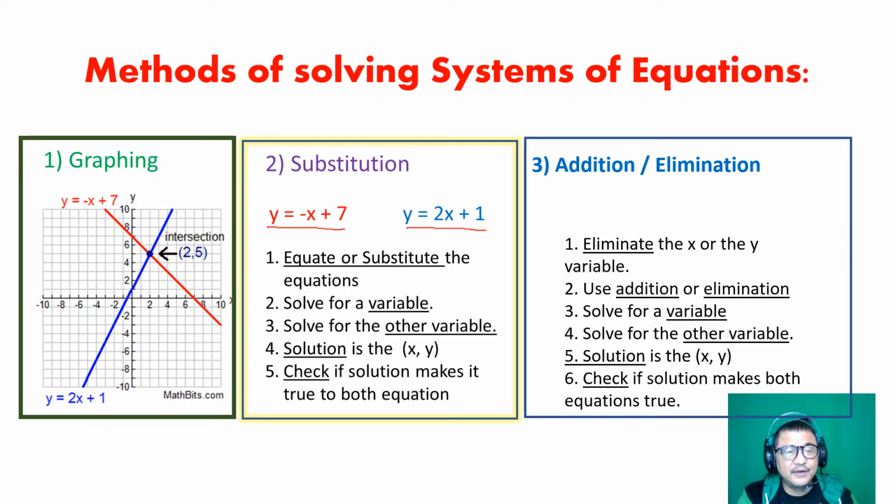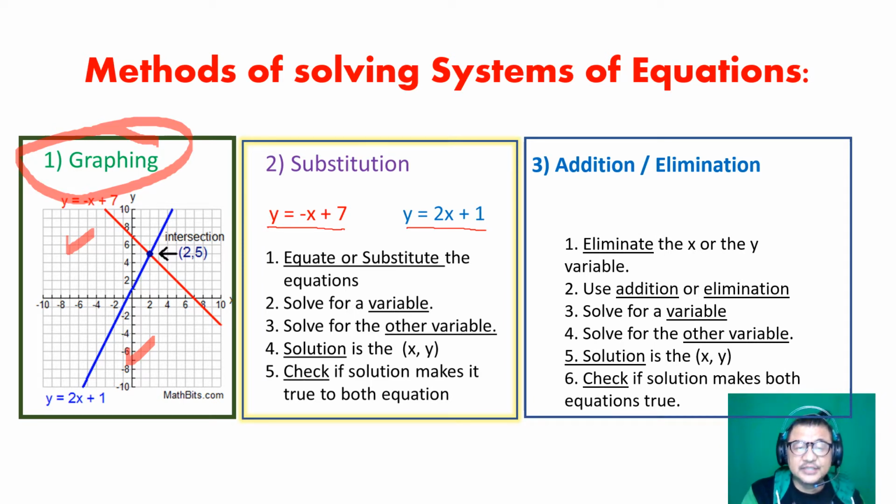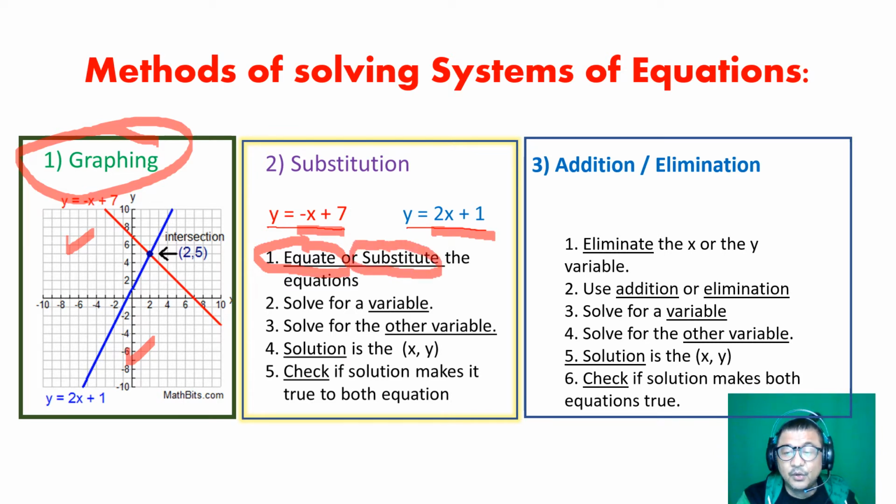So remember, in graphing, what did we do? We graphed the red line, and then we graphed the blue line, and wherever they meet, it's a visual representation. You see that that is the solution. And in substitution, since the y is equal to an expression, and the y on the other side is equal to another expression, we equate them to each other, or we substitute them. Once you make an equation, then you can solve for x, solve for the other variable, then you got the solution, then you check.